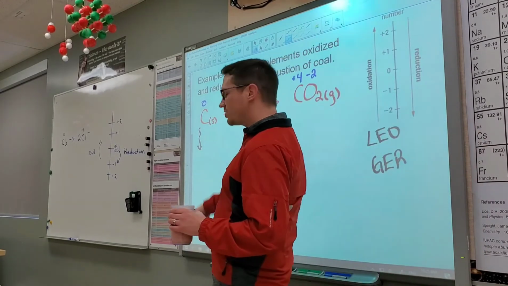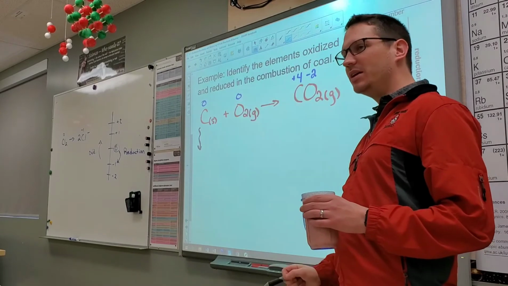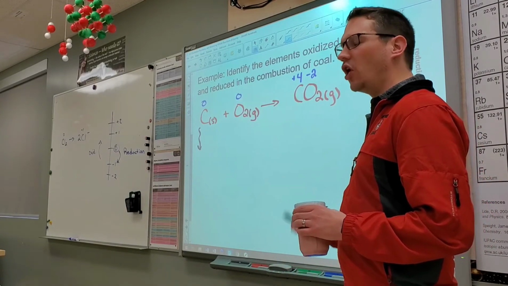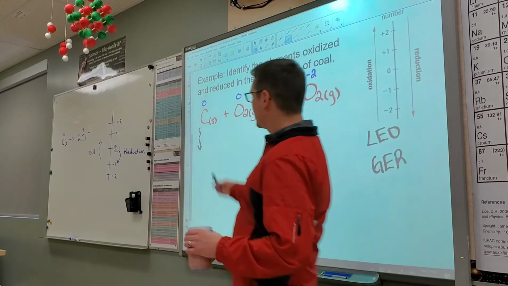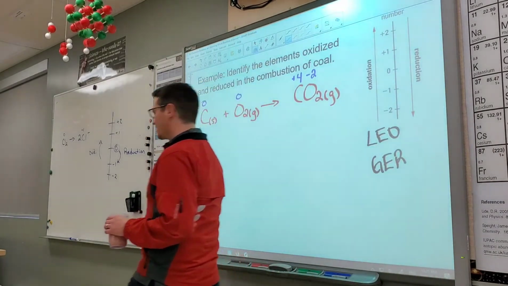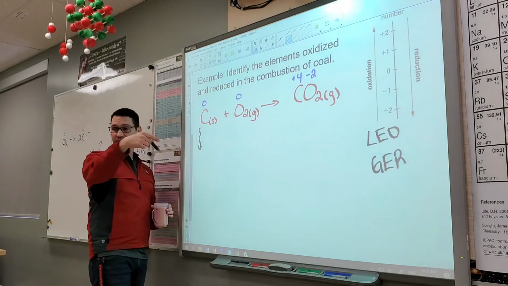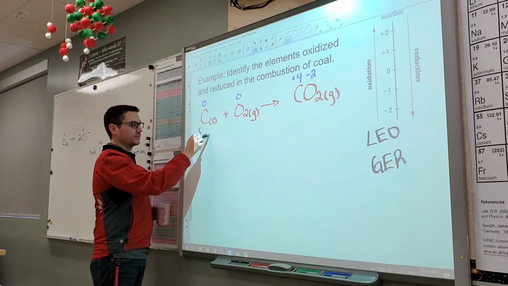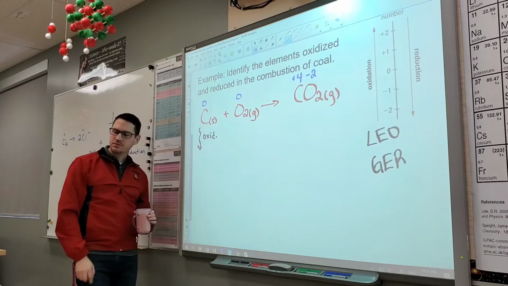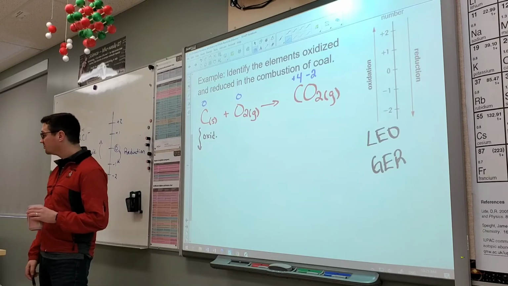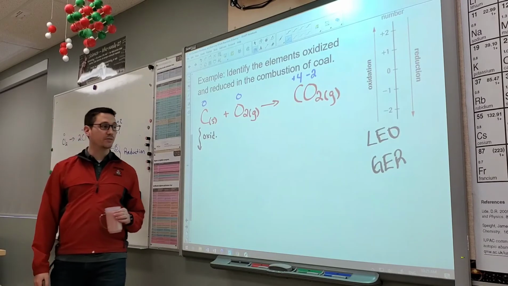If it's losing electrons, do you know what the squiggly arrow down means? Did I ever say that? No, I'm representing that as being a loss of electrons. This thing is losing electrons. So that means it's being LEO, right? Loss of electrons is oxidation. So carbon is being oxidized. The thing that's undergoing oxidation is carbon.